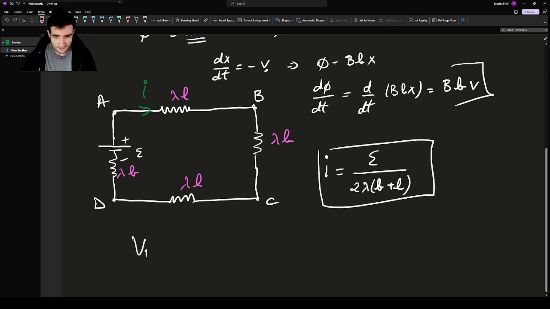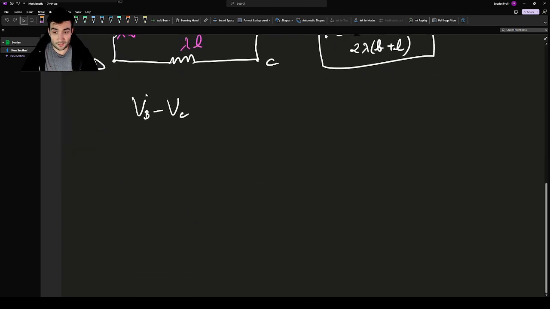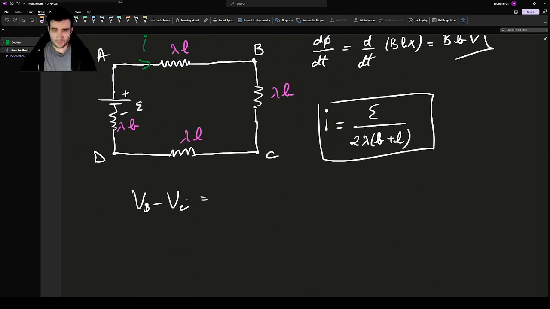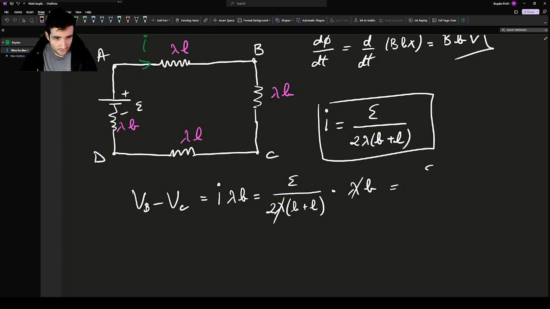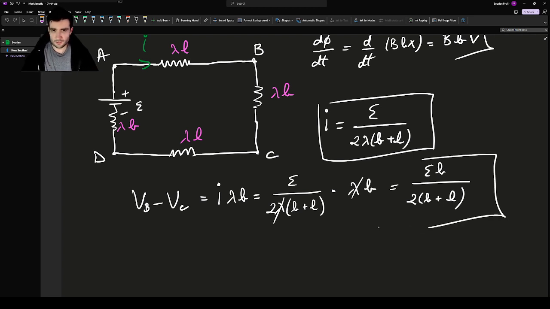Now, the first thing that the question wants us to find is the potential difference between points B and C. So we have to do VB minus VC. We can tell that the potential at B is greater than the potential at C, because that's how the charges are flowing. So that's going to equal the current times lambda B, which is the EMF over 2 lambda times B plus L, multiplied by lambda B, and then we cancel out the lambdas, and we get epsilon B over 2B plus L. And that's the potential difference between B and C.